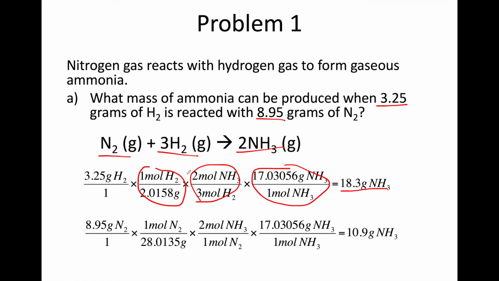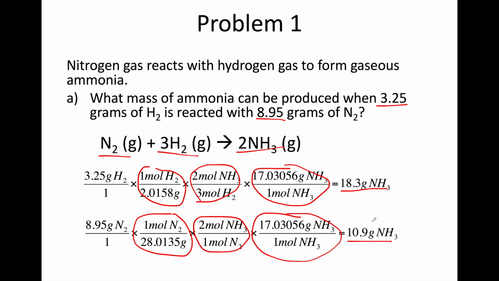I have to take the other reactant, the nitrogen. 8.95 grams of nitrogen, convert that into moles using the molar mass of nitrogen. And then I use my balanced chemical equation coefficients to convert moles of nitrogen into moles of ammonia. And then I use the molar mass of ammonia to convert those moles of ammonia into grams. So you can see if nitrogen is my limiting reactant, I'll be able to produce 10.9 grams of ammonia.